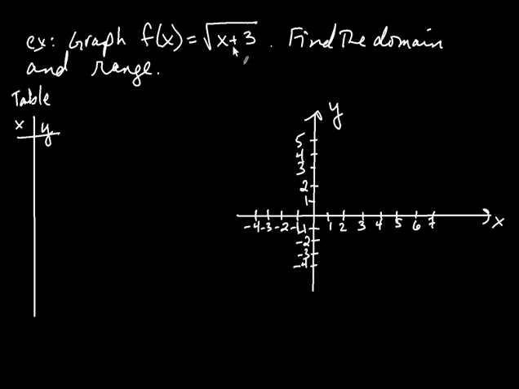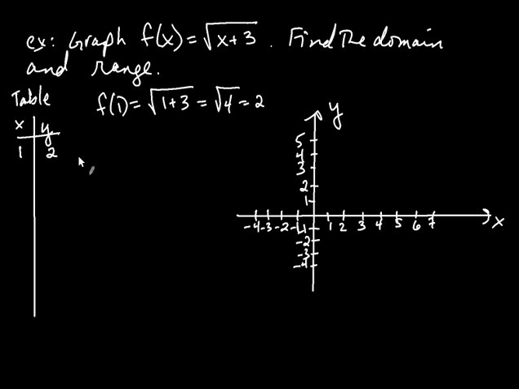So for example, looking at this table, how about I pick x to be, let's say, 1. So when x is 1, the question is, what do I get for y? Let's see. f of 1 is equal to the square root of 1 plus 3, which is the square root of 4, which is equal to 2. So when I plug in 1, the output is 2.